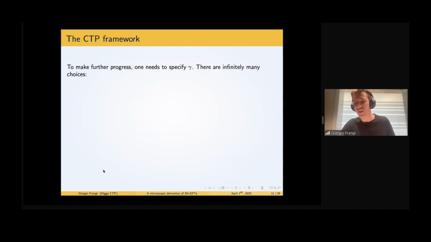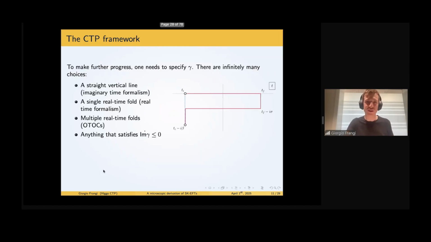So far, I did not really specify what this contour gamma is. To make any concrete progress, you will really have to pick something, and you can have as many choices as you want. So here, let's review a few. What you would do in your first course in thermal QFT is to take the straight vertical line that goes from t_i to t_i minus i beta. And that's what gives rise to the imaginary time formalism, which has simple Feynman rules with the kind of oddity of having discrete imaginary frequencies.